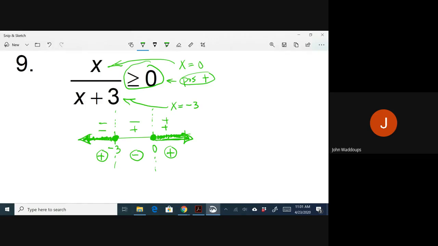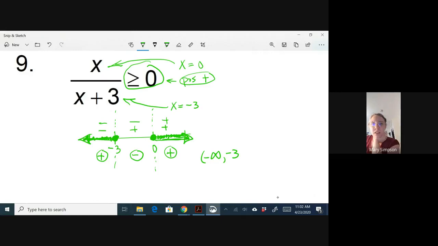And so that's what the interval looks like in terms of its graph. For the interval notation, we would write from -infinity to -3. What do I put at -3? Bracket. Excellent.